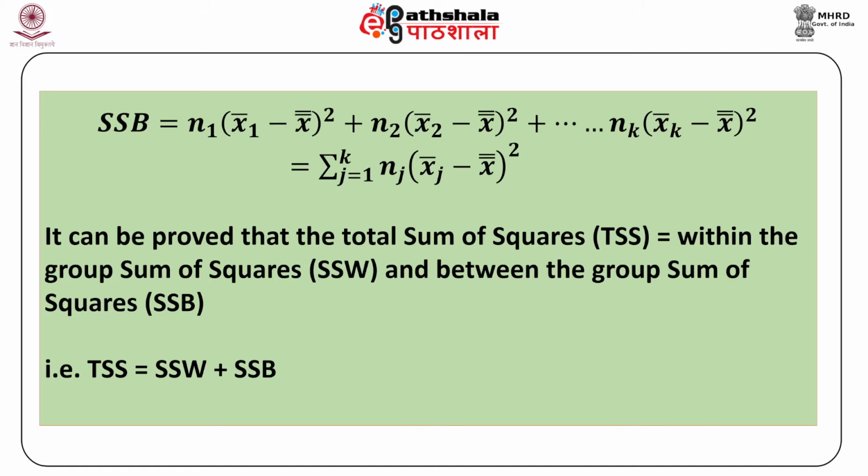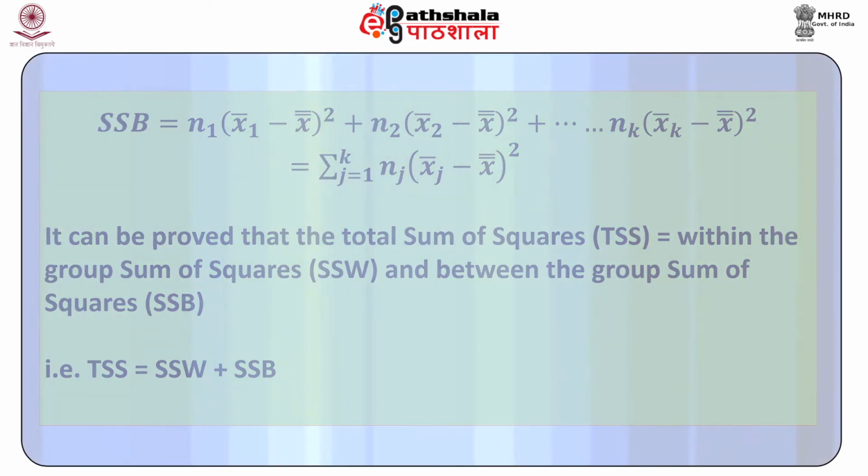It can be proved that the total sum of the squares, which means TSS, is equal to the within the group sum of the squares, that is SSW, and the between the group sum of the squares, SSB. Now it means nothing but that TSS is equal to SSW plus SSB.